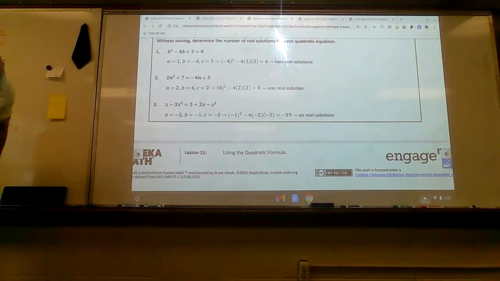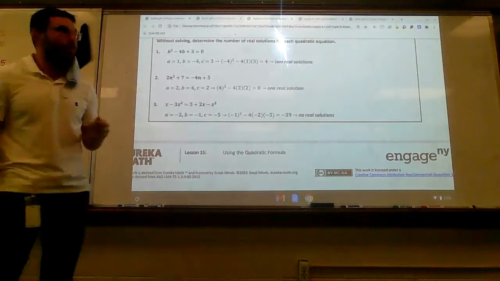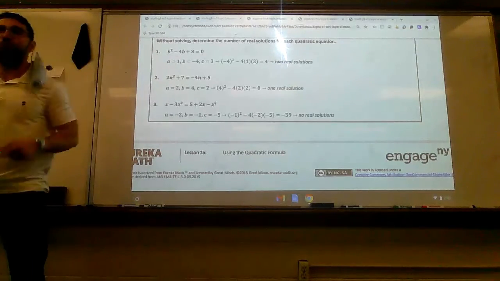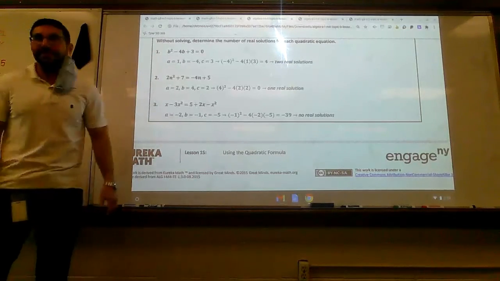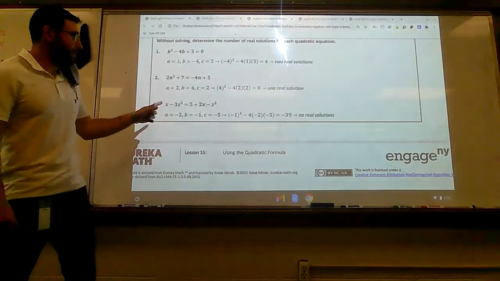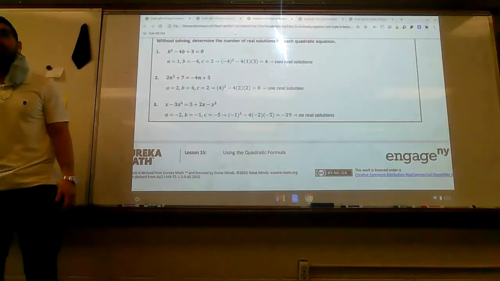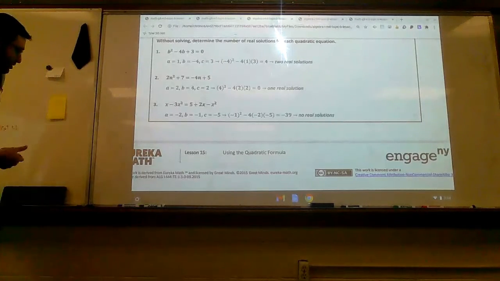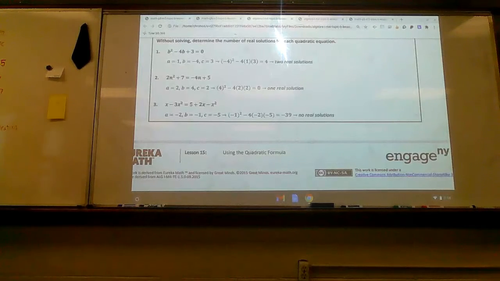So you're just using the discriminant, that b squared minus 4ac, to check. If it's positive, there's 2 real solutions. If it's 0, there's only 1 real solution. If it's negative, then there's no real solutions, because when you take the square root of that negative number, it gives you an imaginary number. You're going to learn more about that in Algebra 2 in a couple years.